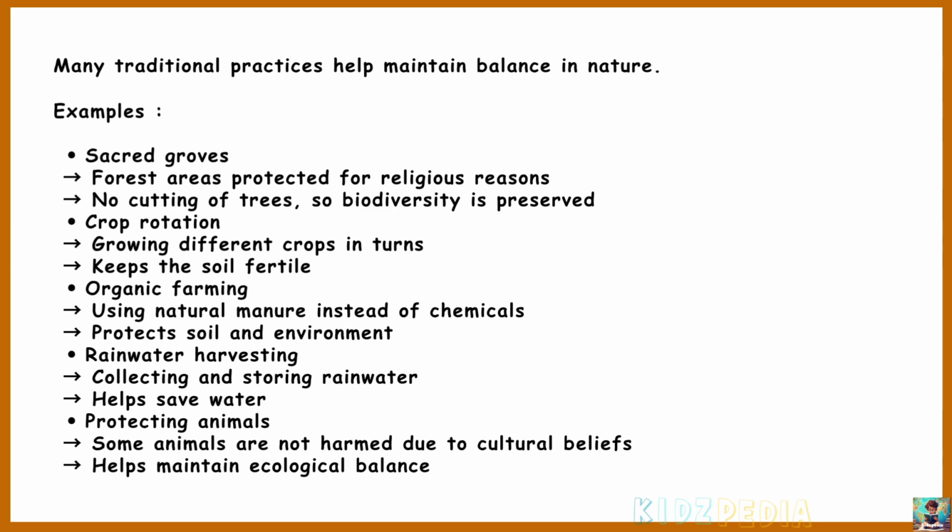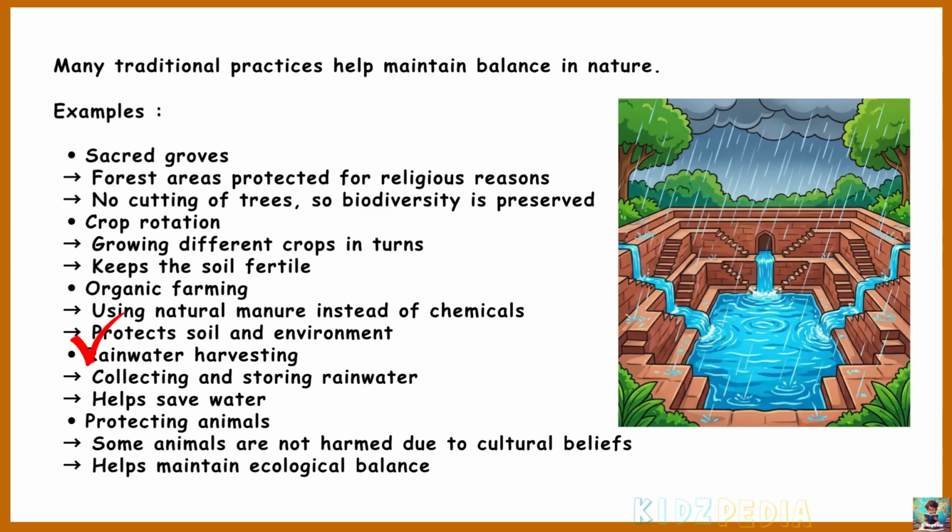Another great example is rainwater harvesting. Long before modern pipes, people built step wells or ponds to catch every drop of rain. By doing this, they kept the rhythm of the water cycle steady. These aren't just old traditions, they are smart lessons in how to live with nature instead of just using it up.